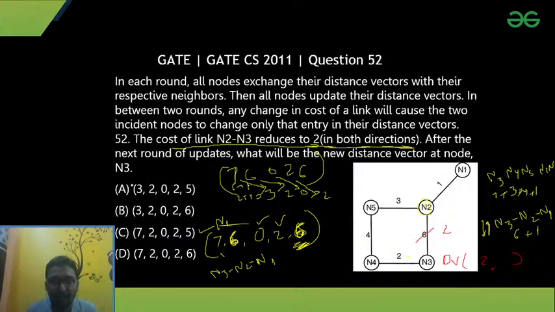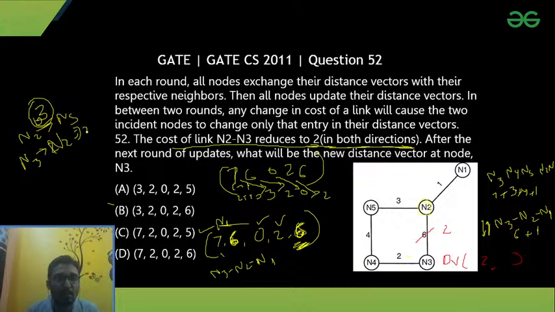N2 will tell that from N2 I have a path to N5 and the cost is 3. And what is my cost to N2? N3 to N2 is now 2. So what is minimum now? 2 plus 3 is minimum. Then the previous entry was with the help of N4, that was 6. So now the last entry will also become 5.